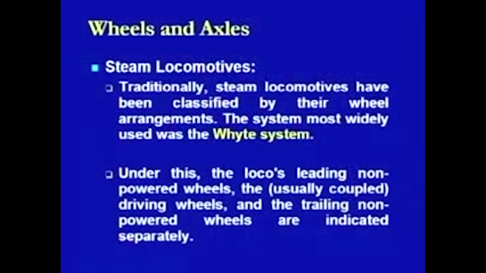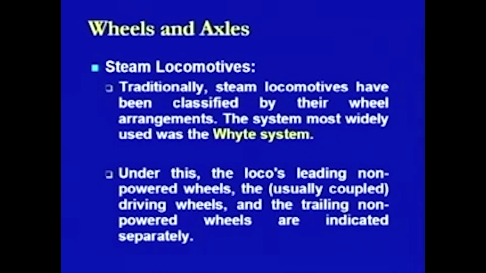Now here we are talking about the initial three versions of the locomotives, that is the steam locomotives, diesel locomotives and electric locomotives. In the case of steam locomotives, the wheels and axles are classified on the basis of the weight system. Traditionally, steam locomotives have been classified using either their wheel arrangements or sometimes on the basis of axle arrangements.